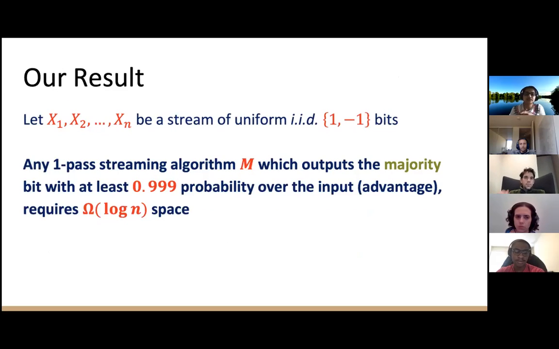Now, let's move on to our result. We proved that any one-pass streaming algorithm which outputs the majority with at least 0.999 probability over the input distribution, which is the uniform distribution, requires omega log n space.